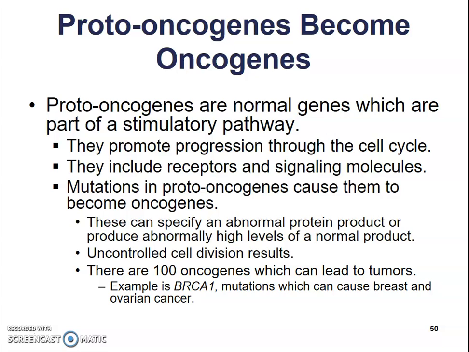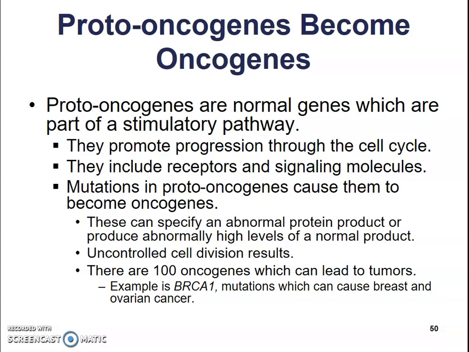These can specify an abnormal protein product or produce abnormally high levels of a normal product. Uncontrolled cell division results from this. There are 100 oncogenes which can lead to tumors. Examples are the BRCA1 mutations, which can cause breast and ovarian cancer.